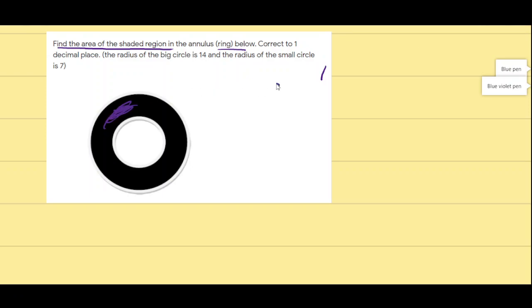An annulus is when you have a circle and you have another circle. The part between them is called the annulus of the circles, and we should find the area of this annulus here. This is more like a tire, the side of the tire. We should find the area correct to 1 decimal place.